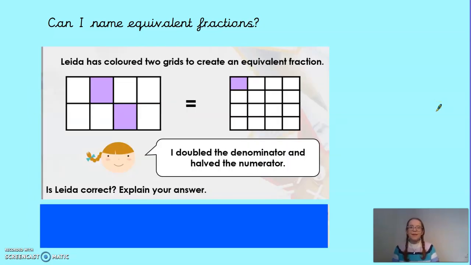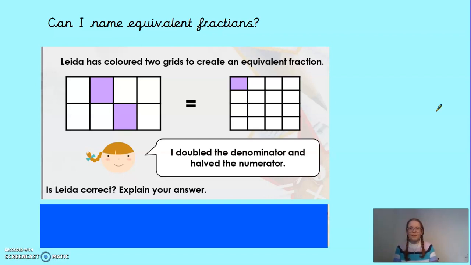Okay, Lida has coloured 2 grids to create an equivalent fraction. She says, I doubled the denominator and halved the numerator. So what she's done is she's doubled the number on the bottom and halved the numerator on the top. Is Lida correct? And can you explain your answer? Have a pause, have a think.